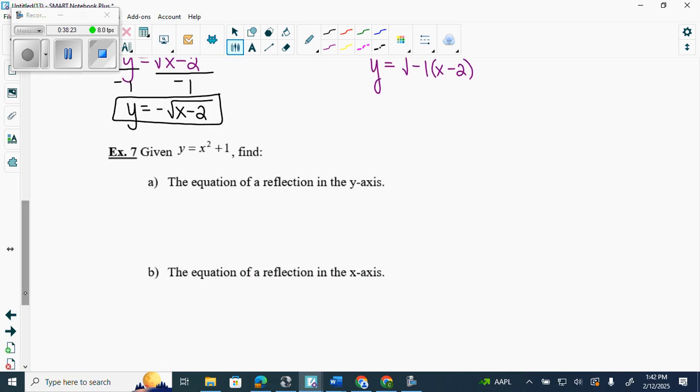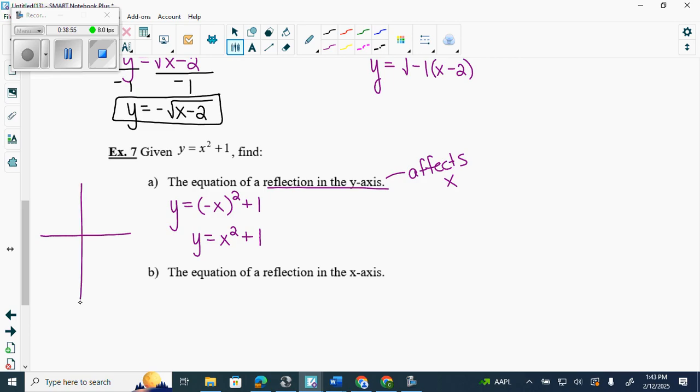Okay, then we're going to do this one and then we'll call it quits for the day. Equation is a reflection in the y-axis. What does it affect? X. So I'm going to go in here and I'm going to go y equals (-x) squared plus 1. What happens when I square a negative x? What the heck? The equation stayed the same. Well, this is a quadratic at (0, 1), symmetrical about the y-axis. So this graph actually looks like this.